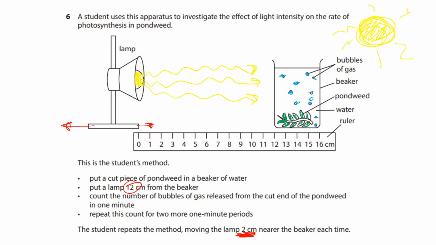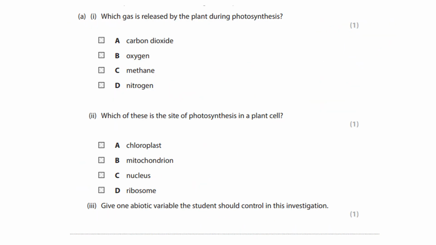And there's other things like temperature and pH, which are all abiotic factors. Okay. So, which gas is released by the plant during photosynthesis? Oh, I wonder which, oxygen. Guess what? Why do we love plants so much? Because they give us oxygen.